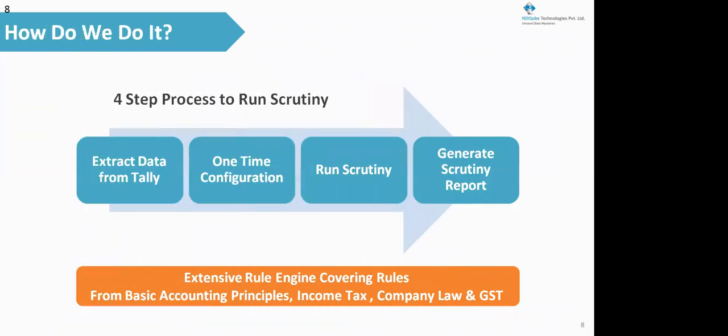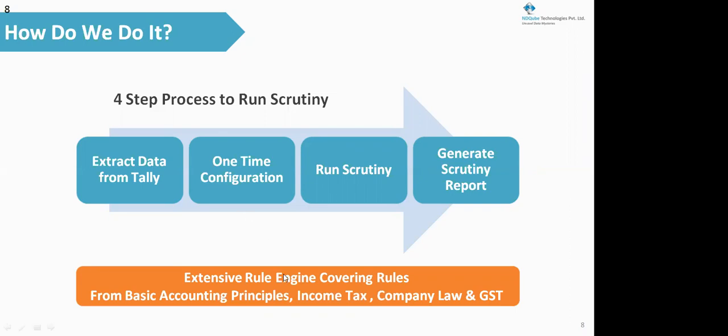So there are 4 steps. Firstly, you have to pull the Tally data. Then one-time configuration is required. One-time configuration is very important because there are many things from the point of view of TDS, GST or 40A(3), 34, etc. So you have to pinpoint some of the things so that the software will take care of every style of accounting and it will generate valuable reports. Then you have to run the scrutiny and all the results are generated. All the results are visible on screen also, and every result is downloadable to Excel also.